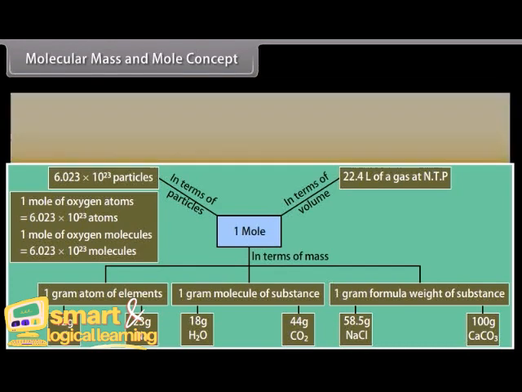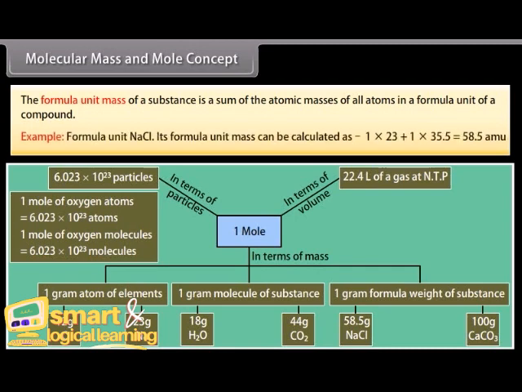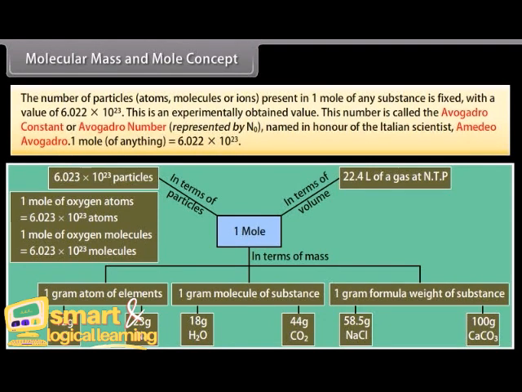The formula unit mass of a substance is the sum of the atomic masses of all atoms in a formula unit of a compound. Example, formula unit NaCl, its formula unit mass can be calculated as 1 into 23 plus 1 into 35.5, which equals 58.5 units. The number of particles, atoms, molecules, or ions present in 1 mole of any substance is fixed with a value of 6.022 into 10 raised to the power 23.